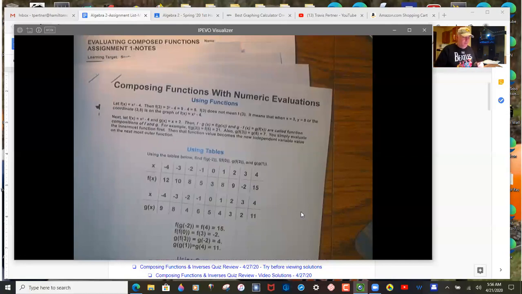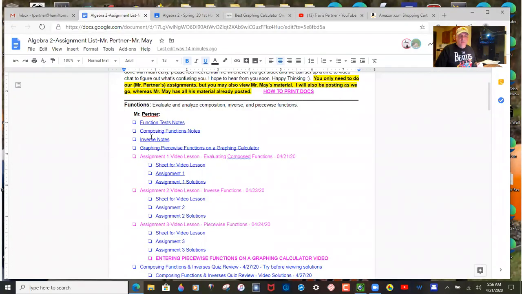All right, so we are moving on, and you'll notice that there are 4 sets of notes. You probably need to just be familiar with 2 of them. The graphing piecewise functions on a graphing calculator is really cool to know. It's not necessary to do this unit, but I also want to prepare you for the future if you're moving on. So these 2 in the middle, composing functions notes and inverse notes, are probably good to refer to or print off as we begin today.